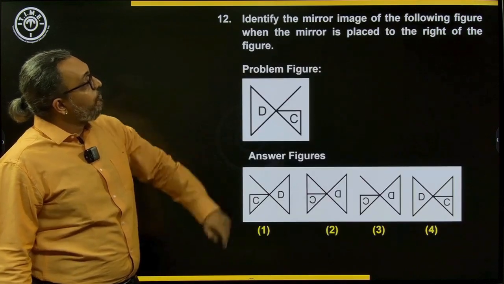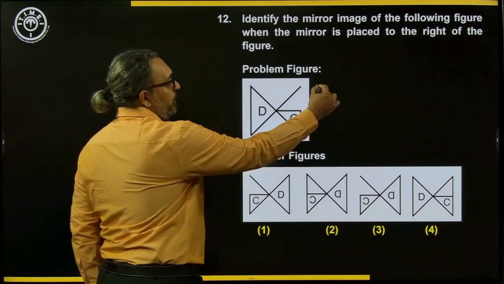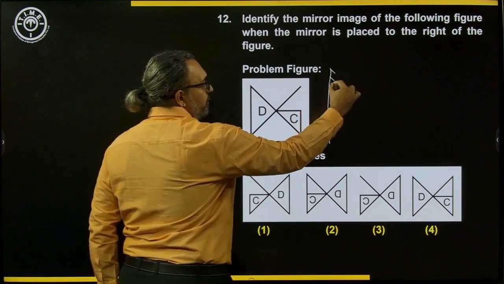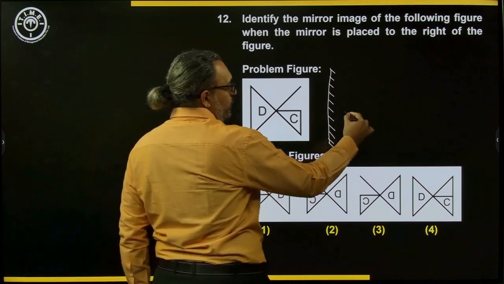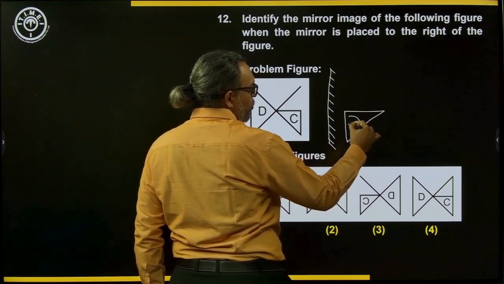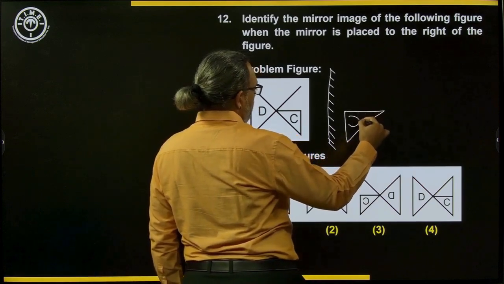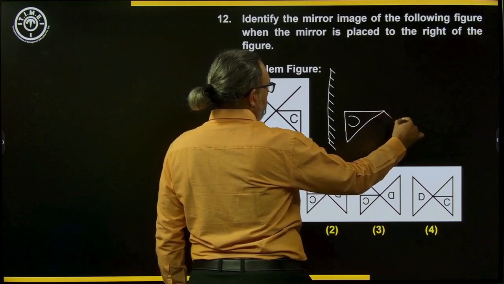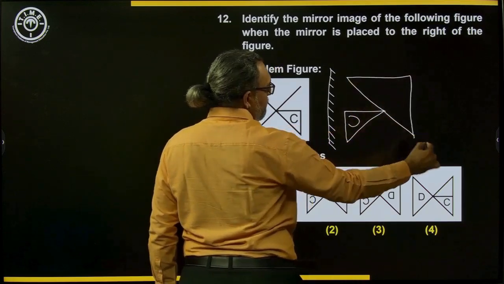Next, again, identify the mirror image of the following figure when the mirror is placed to the right side of the figure. So here again, you have the mirror. This is the mirror. How will it look? So now you have like this, and a C should look like this, correct? Then you have a line like this, a triangle.